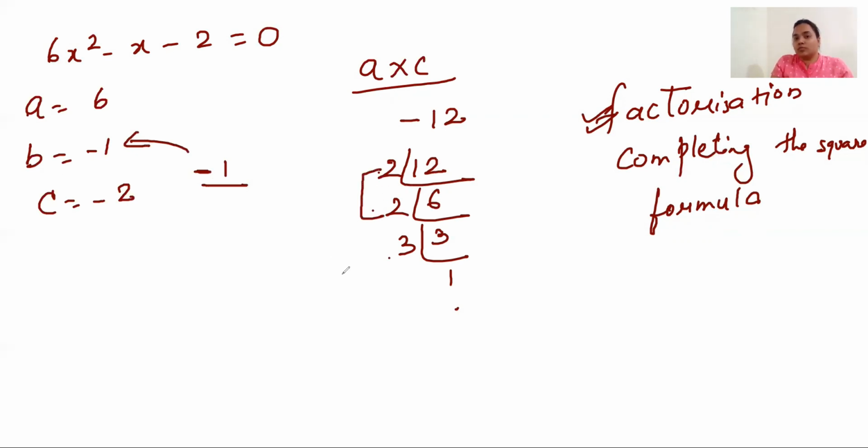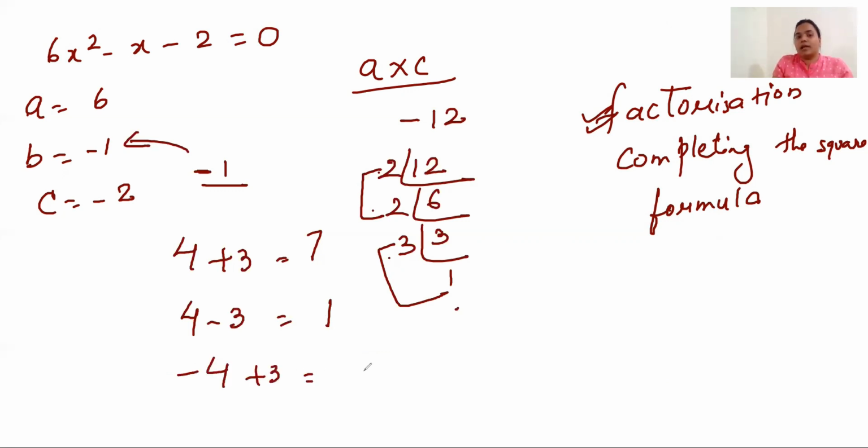So let's take 2 2s are 4, 3 1s are 3. If I do 4 plus 3, I'll get 7. If I do 4 minus 3, I'll get 1. If I do minus 4 plus 3, I'll get minus 1. And when I multiply minus 4 and 3, I'll get minus 12 also.